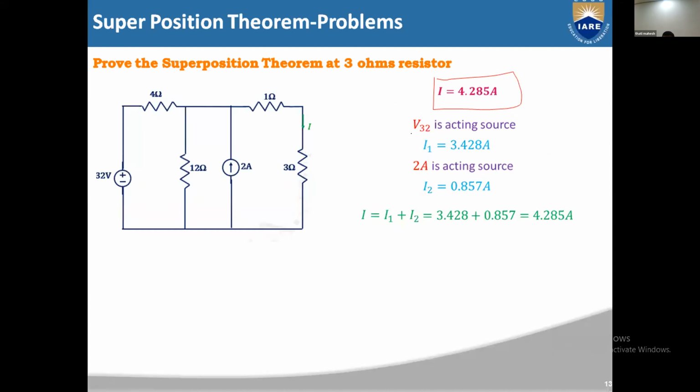When you activate the 32 volts, the current will be this value. When you activate the 2 amps, the current value is this one. If you add these two and get the same value, the superposition theorem is verified.